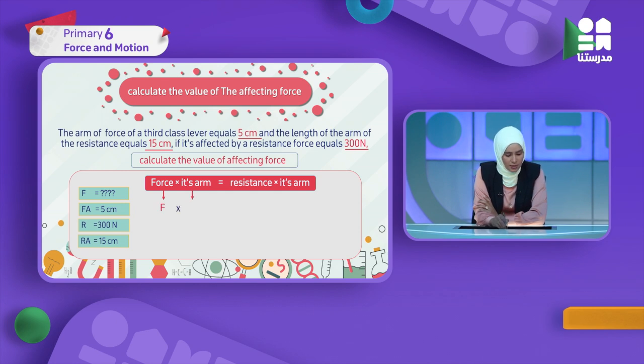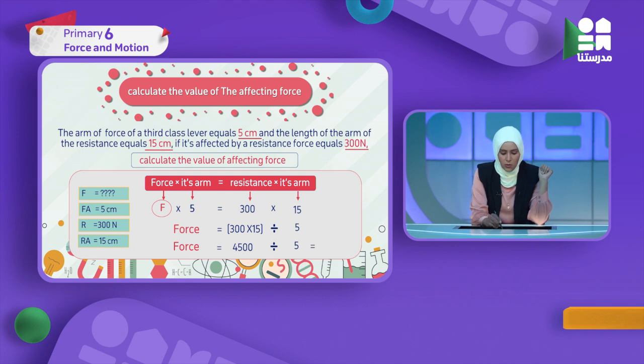Force times 5 equal 300 times 15. الفورس هو اللي انا عايزها، يبقى هخليها في سايد لوحدها واخد الارقام كلها في السايد التاني. يبقى force equal 300 times 15 divided 5 equal 900 نيوتن. تمام؟ عايزاكم تبقوا مركزين جدا وانتوا بتحلوا.